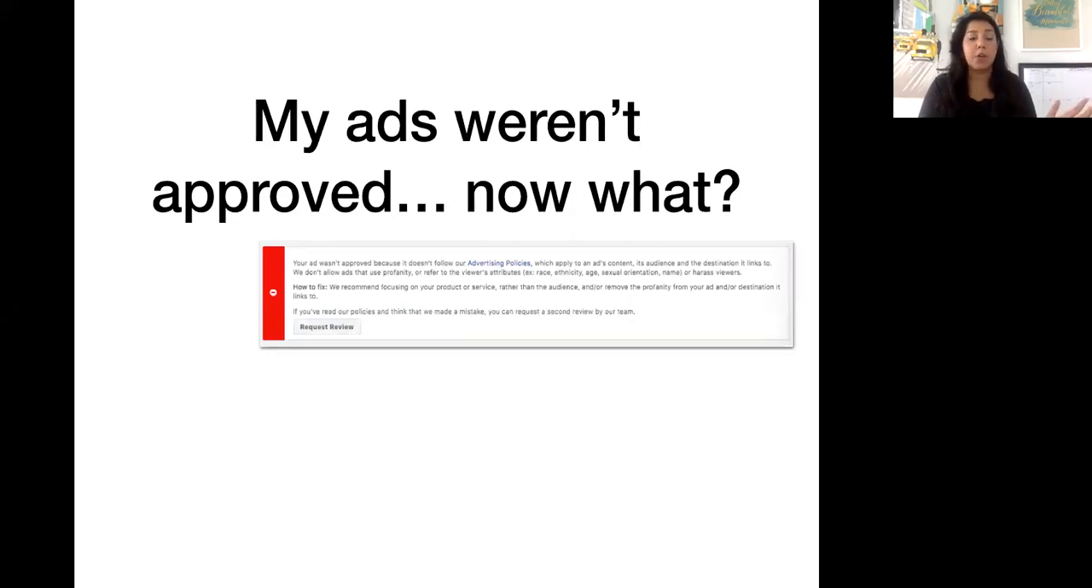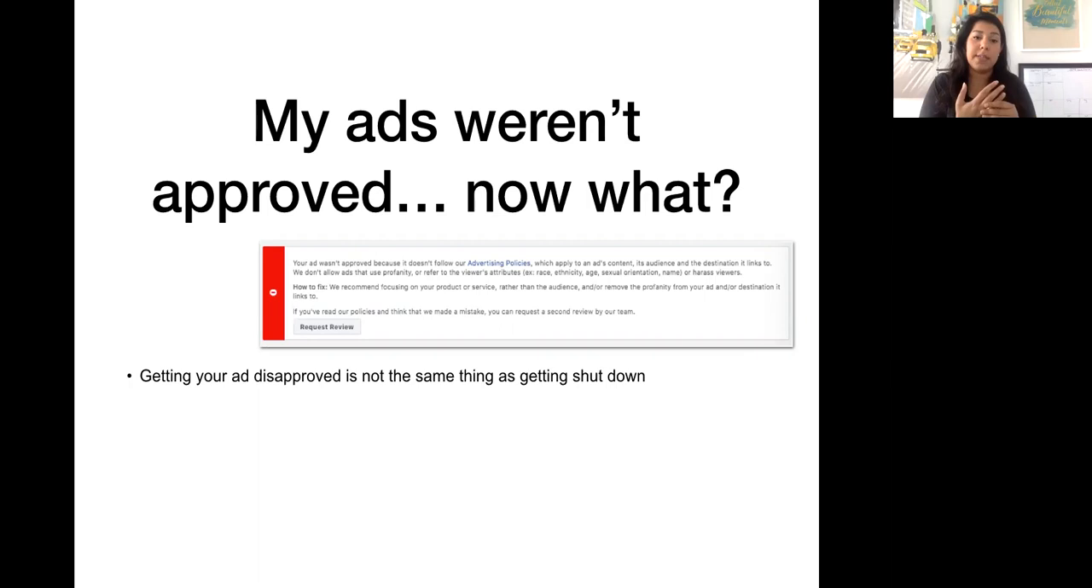But let's say your ads weren't approved. Now what do you do? You get a little notification in your ads manager saying, nope, this isn't working for us. The first thing to know is that getting your ad disapproved is not the same thing as getting shut down. There's a gap there, which is great. You can get ads disapproved fairly frequently without your ads account getting shut down. You don't want your ad to be disapproved, but it's not something to panic about.